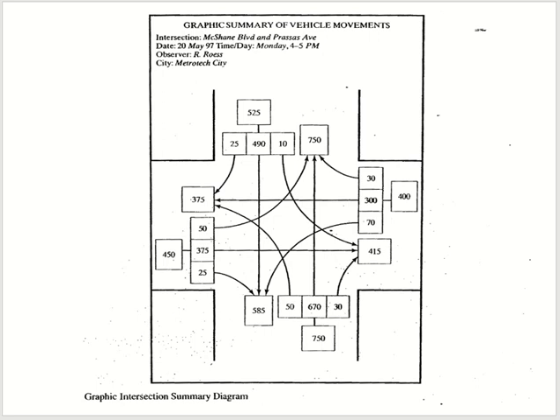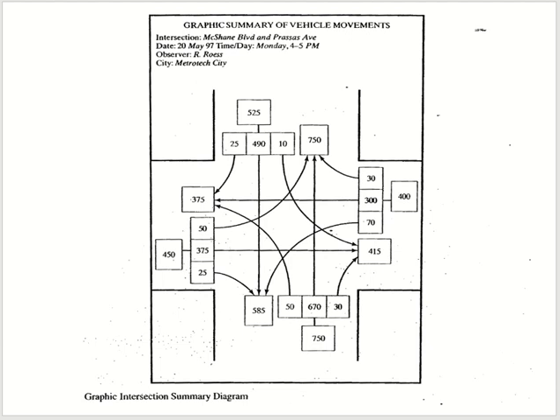Assalamu alaikum everyone. In today's lecture, we will start the discussion with some of the ways in which we can show the intersection count data, the turning movement count data, which we discussed in the last lecture. One of the ways is to show it with this box diagram.